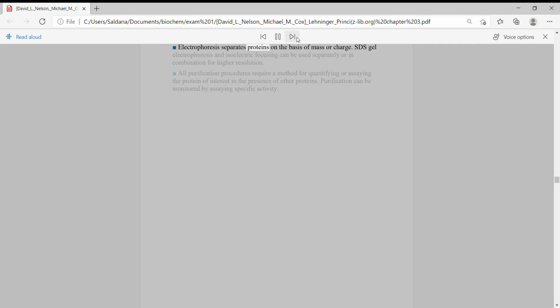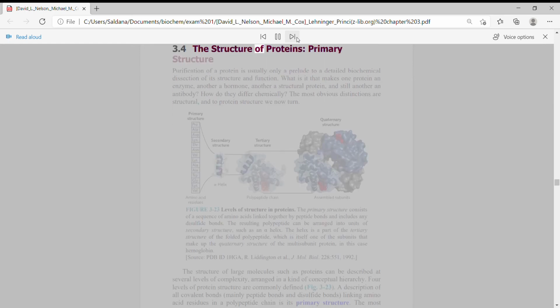Electrophoresis separates proteins on the basis of mass or charge. SDS gel electrophoresis and isoelectric focusing can be used separately or in combination for higher resolution. All purification procedures require a method for quantifying or assaying the protein of interest in the presence of other proteins. Purification can be monitored by assaying specific activity. 3. For the structure of proteins, primary structure.